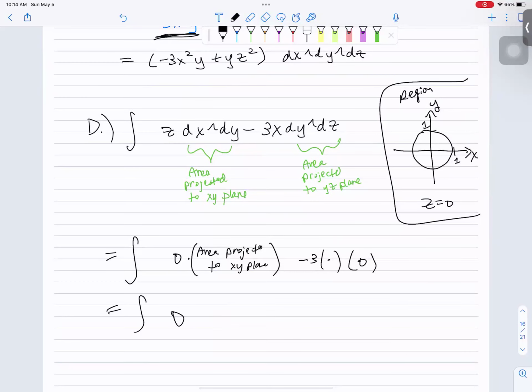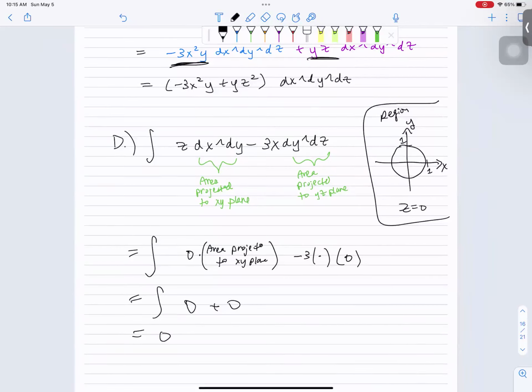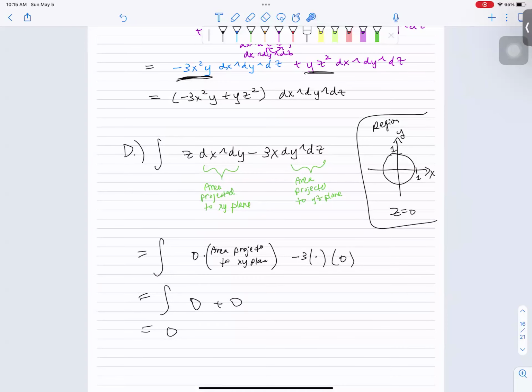So I have an integral of 0 plus 0. So my answer is 0. That's all because I'm only living in the flat xy plane. So z is 0, and also there's no area in the yz plane. So the final answer is 0. No theorems needed.